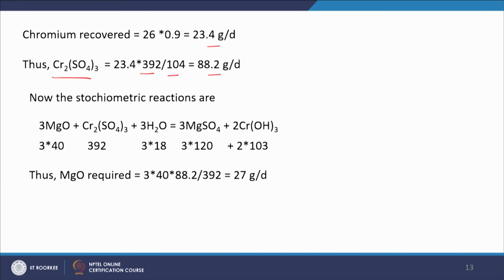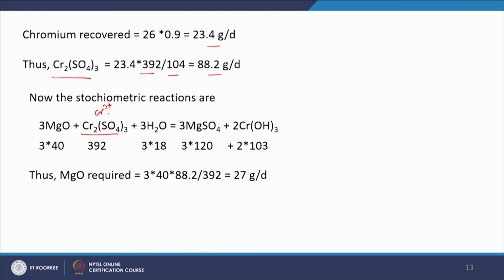We know that this chromium sulphate is used for tanning purposes. It is present in the Cr3+ state, which reacts with MgO and H2O to give magnesium sulphate and chromium hydroxide, and this is precipitated. Again it is reacted with H2SO4 and gives Cr2(SO4)3. So at very high pH, that is pH 11 or more than that, this precipitation we get. Here in the stoichiometry you see 3 into 40 gram, the molecular weight of MgO, and 2 into 103 Cr(OH)3 is produced. So the MgO requirement will be how much?